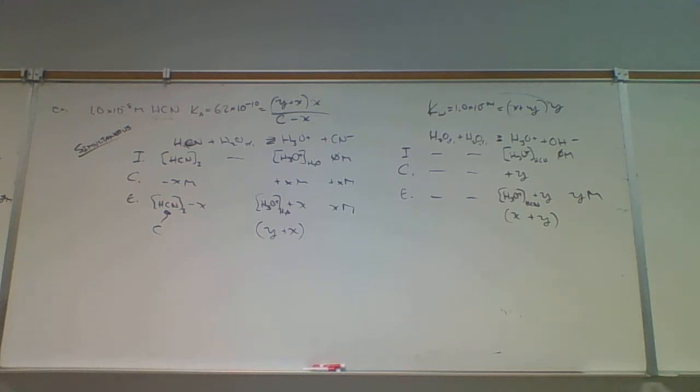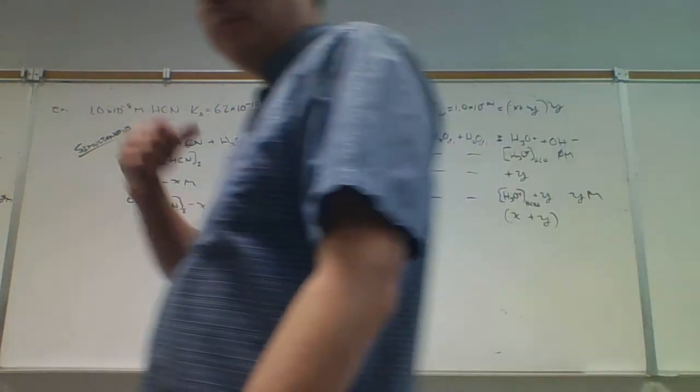So basically, your book skips the ice tables. The book skips the ice tables, and then we're down to here. We have two equations. The Ka, which is the X plus Y times X over C minus X, and Kw, X plus Y times Y. And so we just got to solve that for X or Y by our standard methods.